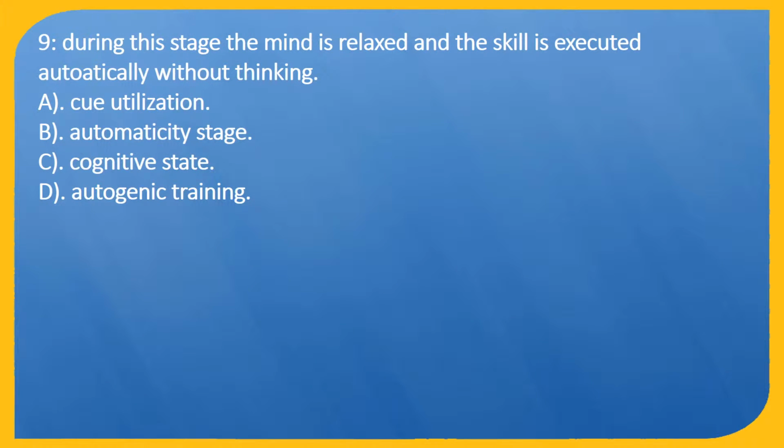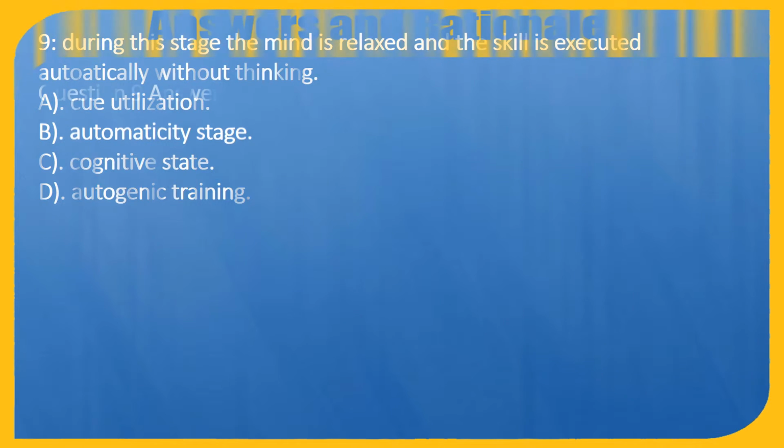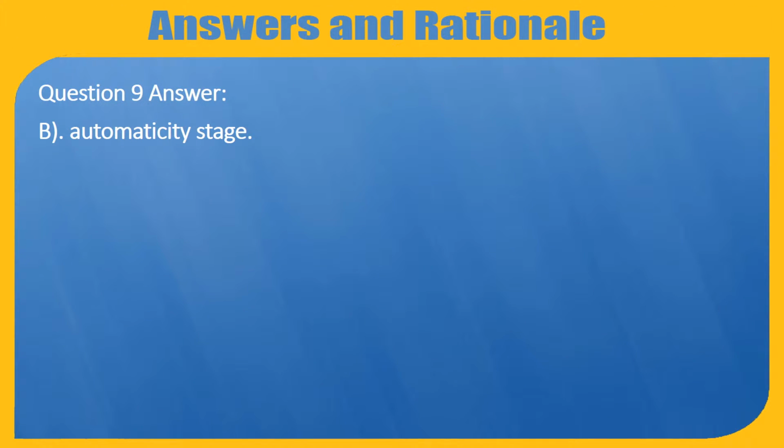Question 9: during this stage the mind is relaxed and the skill is executed automatically without thinking. A. Cue utilization. B. Automaticity stage. C. Cognitive state. D. Autogenic training. Question 9, answer B. Automaticity stage.